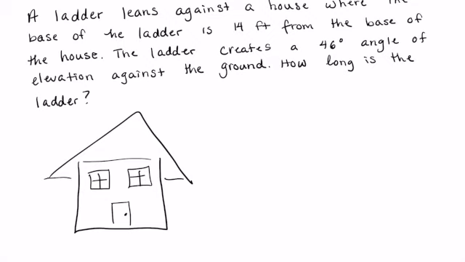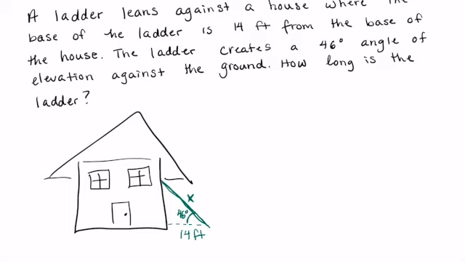A ladder leans against a house where the base of the ladder is 14 feet from the base of the house. The ladder creates a 46-degree angle of elevation against the ground. How long is the ladder? Well, we have our house. I know that there is a ladder leaning against the side of the house, and the base of the ladder is 14 feet from the house. We also know that the ladder creates a 46-degree angle of elevation with the ground, and we want to know how long is the ladder.